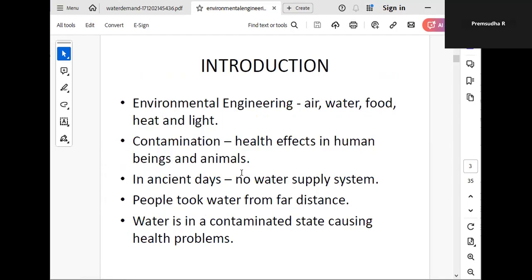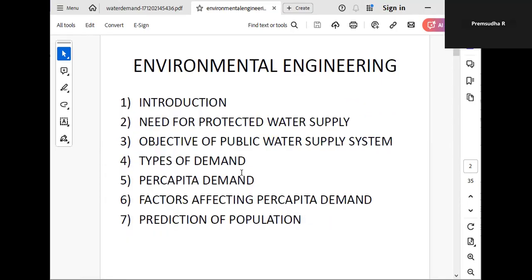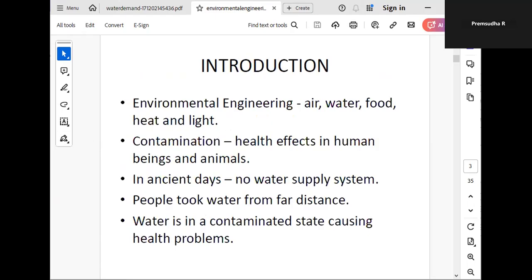So what is meant by environmental engineering? What do you know about the environment? Here you can see environment means all the things surrounding us: air, water, food, heat and light. Then what is meant by contamination? Contamination means if the water or any food is contaminated, it affects the health of human beings and animals. So in the ancient days, we didn't have a water supply system.